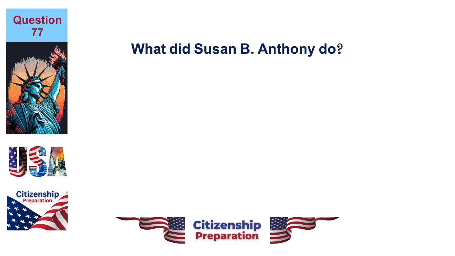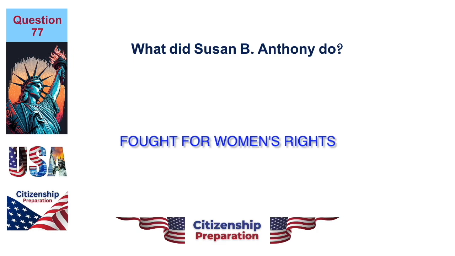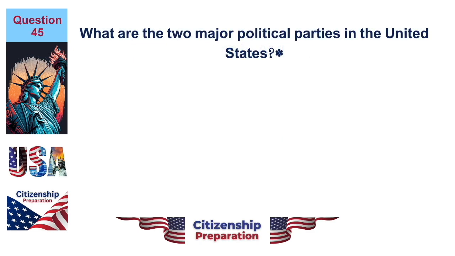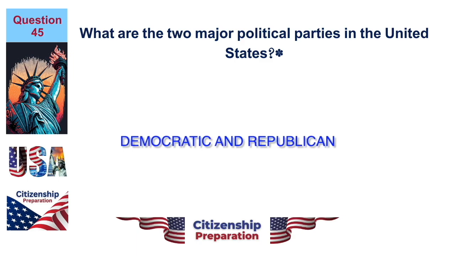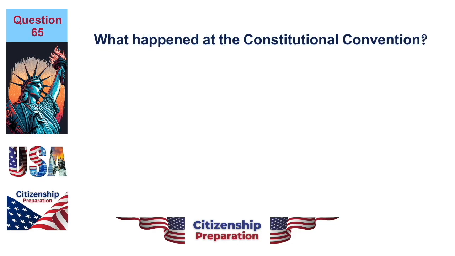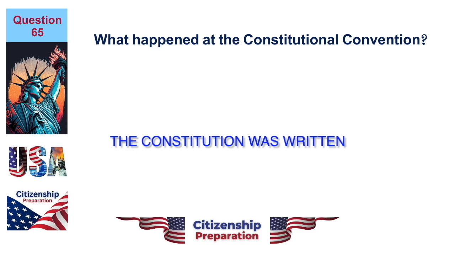What did Susan B. Anthony do? Fought for women's rights. What are the two major political parties in the United States? Democratic and Republican. What happened at the Constitutional Convention? The Constitution was written.